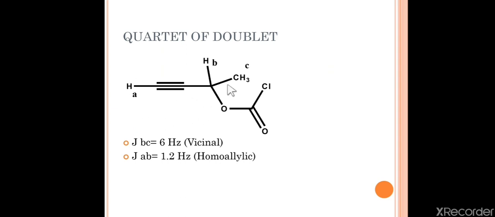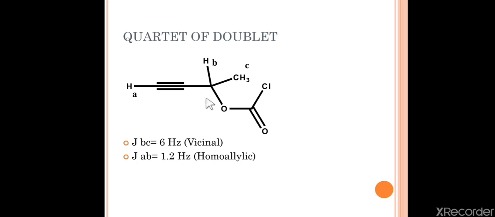Now you can see this is the example in which we have A, B and C. These three different protons are there, and we are considering the splitting of this HB. Now HB is splitting with CH3 in the form of a quartet, and HB is also splitting with the HA in the form of a doublet. So whether it is a doublet of quartet or quartet of doublet, that is the question.